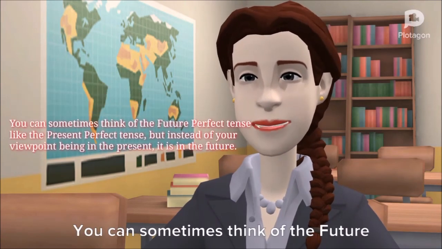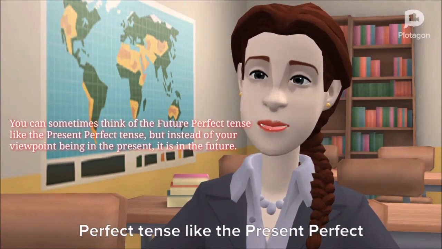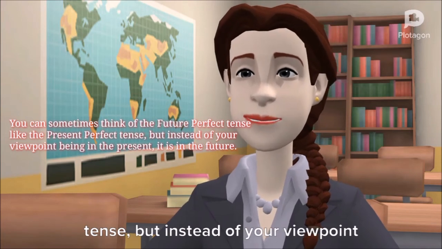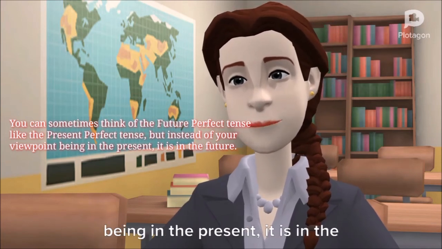You can sometimes think of the future perfect tense like the present perfect tense, but instead of your viewpoint being in the present, it is in the future.